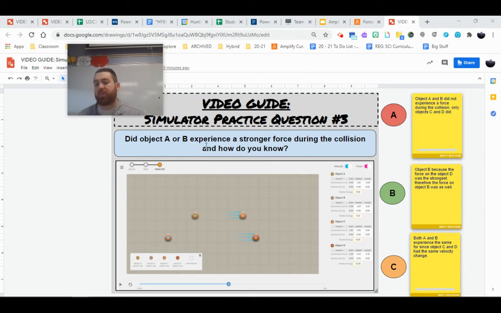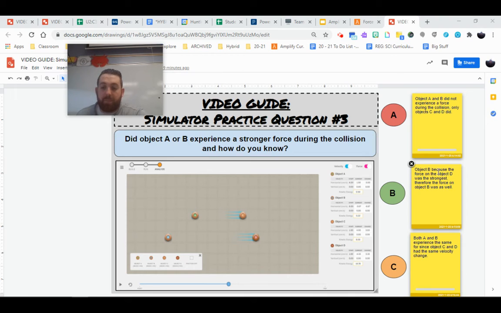Did object A or B experience a stronger force during the collision, and how do you know? So we're looking at the objects that did the colliding, not necessarily the objects that were collided with. Let's go ahead and look at our answer options for this question. So did object A or B? Well, object A and B did not experience a force during the collision, only C and D, since they're the ones that had the velocity change.